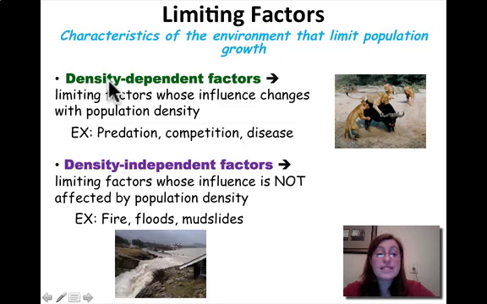Okay? Whereas density independent factors, that's going to be things that are happening in nature, and it doesn't matter whether your population is 5 or 5 million, you're going to be affected the same way. The most popular idea here would be anything resulting from a natural disaster: fire, flood, mudslide, lava flows, things like that. So if a squirrel's family was affected by a forest fire, okay, it wouldn't matter if there were 5 family members or 50 family members or 500 family members. They would all be affected by the fire in the same way.